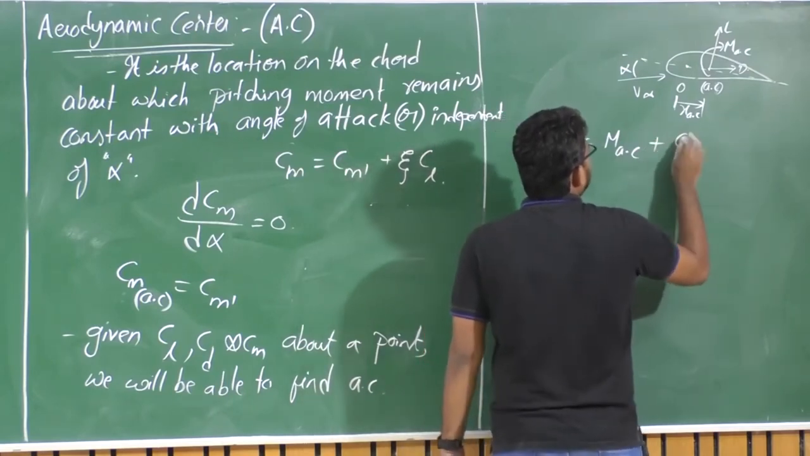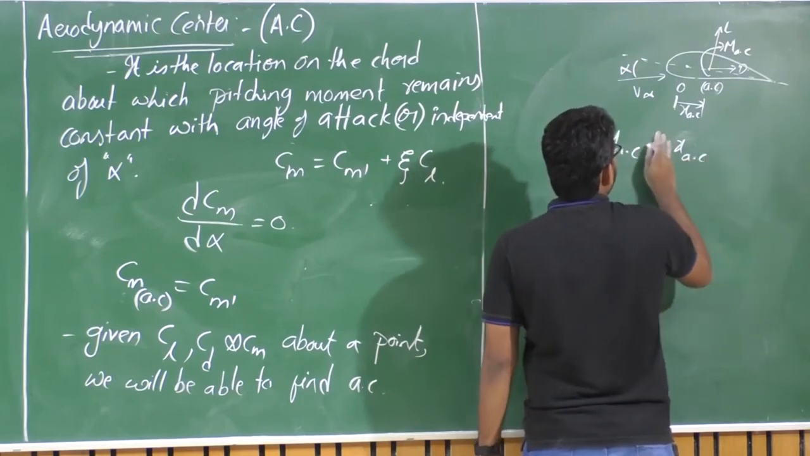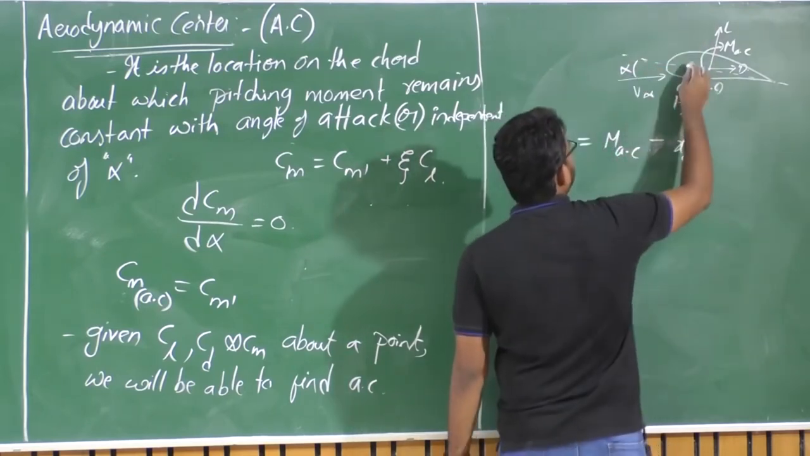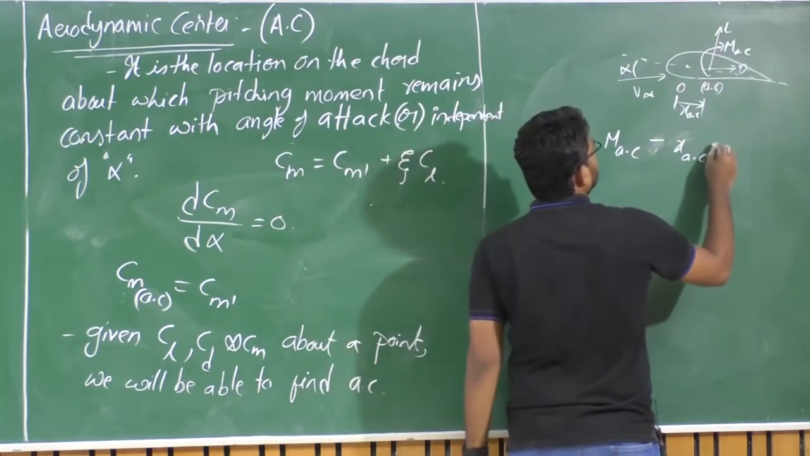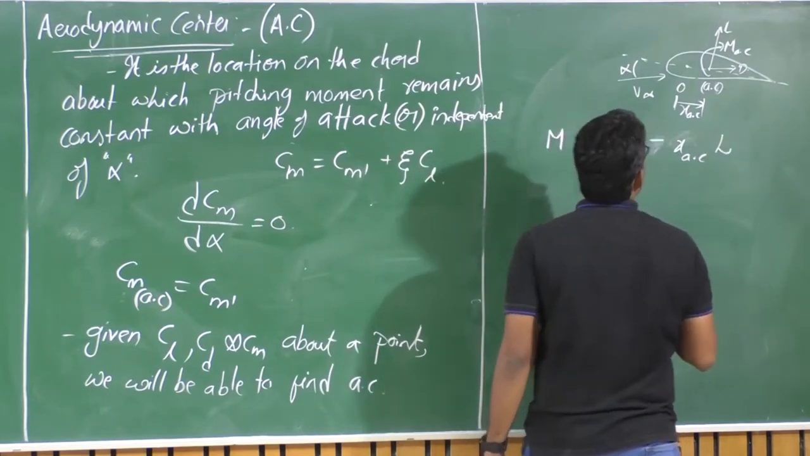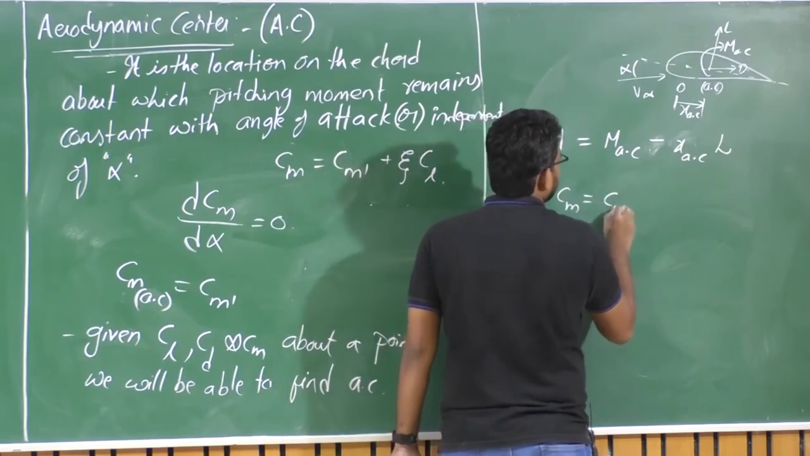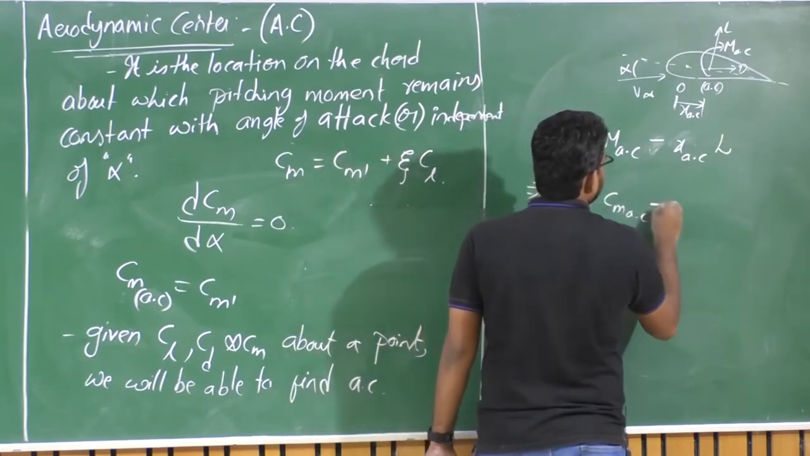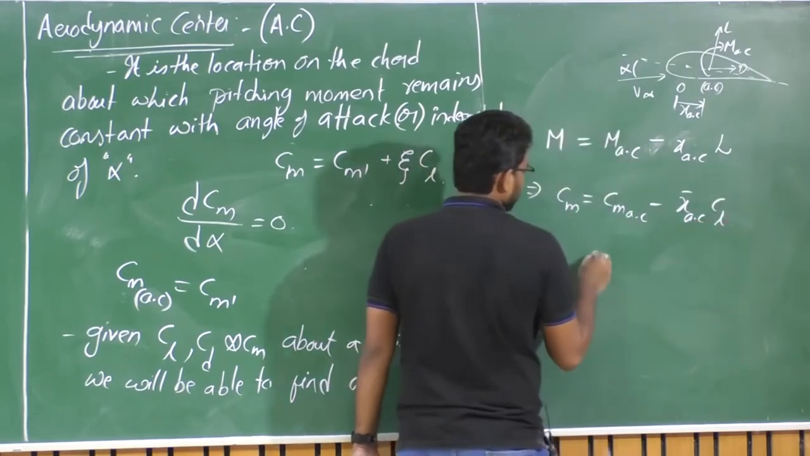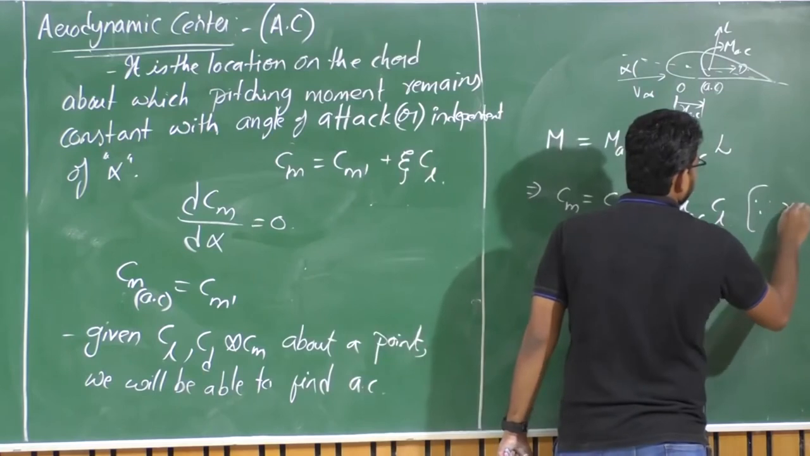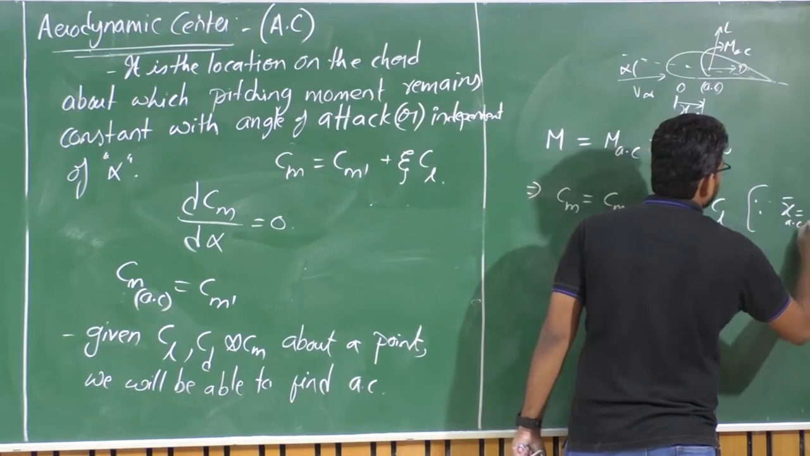Plus XAC times minus, because this lift contributes to a negative moment here, a pitch down moment, times the lift acting here, right? So this CM equals CMAC minus X bar AC times CL, where X bar AC equals XAC upon C bar.